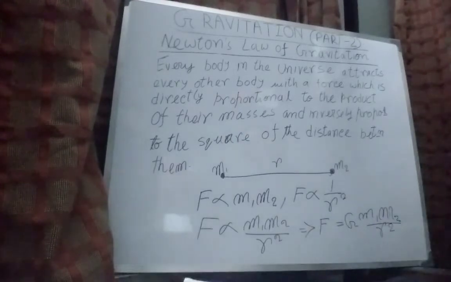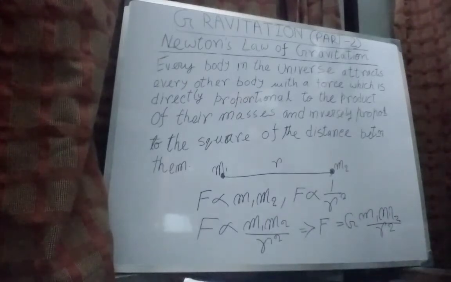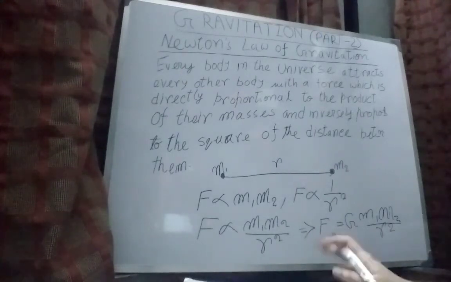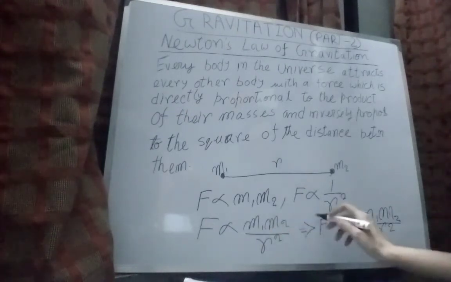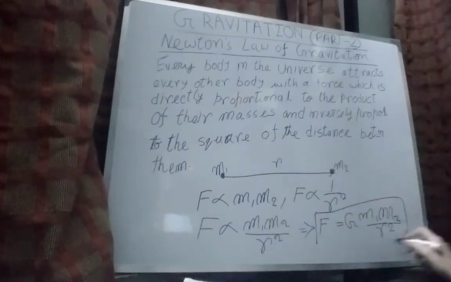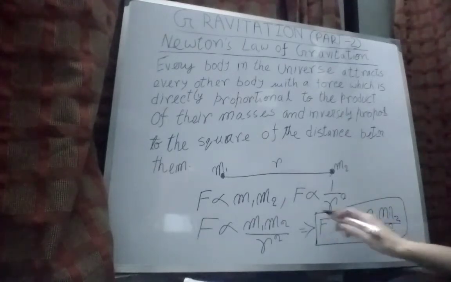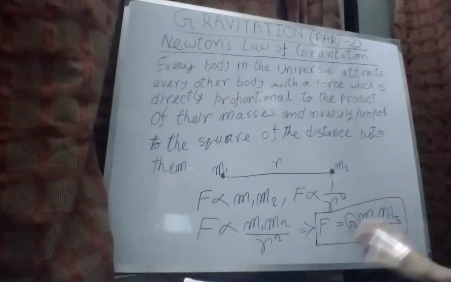Now what is this G? This is the proportionality constant, and it is called the universal gravitational constant, or simply the gravitational constant. And this is Newton's law of gravitation, the mathematical expression of Newton's law of gravitation.